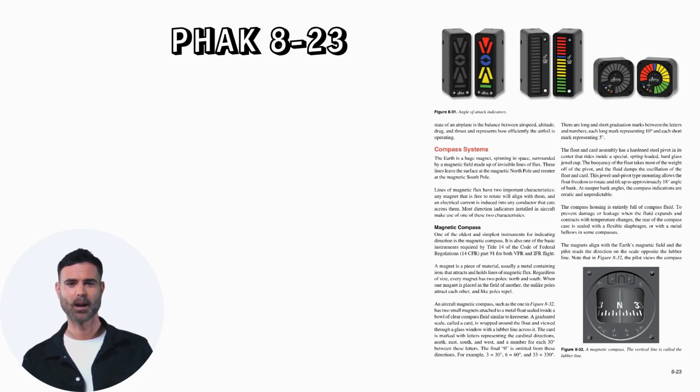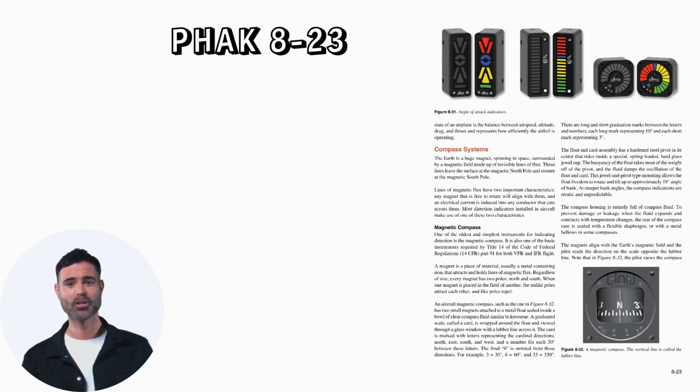An aircraft magnetic compass, such as the one in Figure 8-32, has two small magnets attached to a metal float sealed inside a bowl of clear compass fluid similar to kerosene. A graduated scale, called a card, is wrapped around the float and viewed through a glass window with a lubber line across it. The card is marked with letters representing the cardinal directions, north, east, south, and west, and a number for each 30 degrees between these letters. The final 0 is omitted from these directions. For example, 3 equals 30 degrees, 6 equals 60 degrees, and 33 equals 330 degrees.